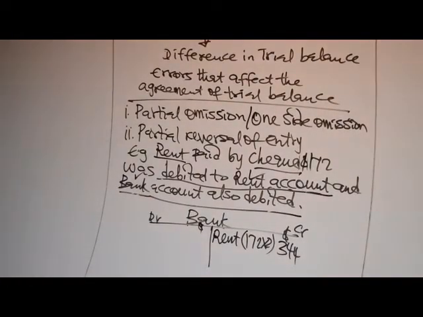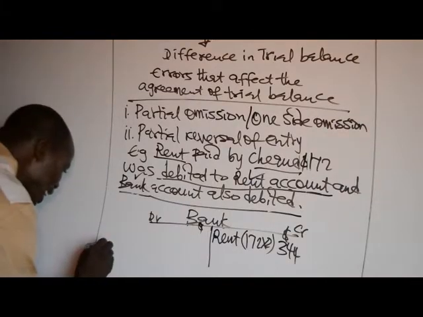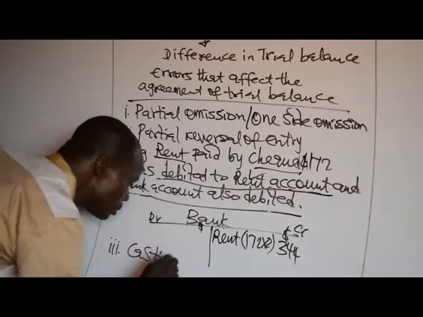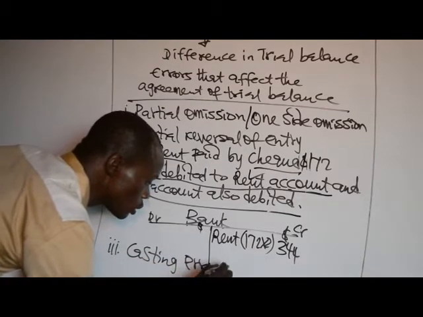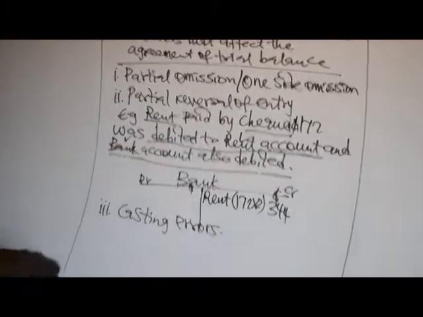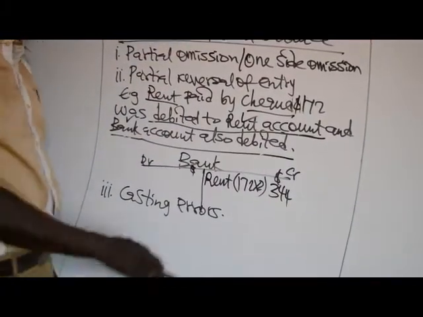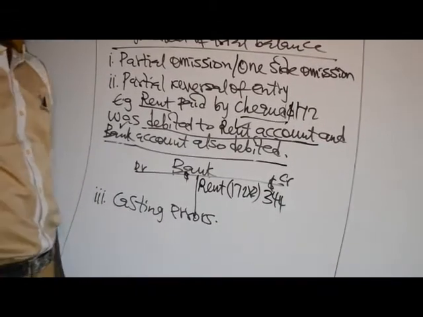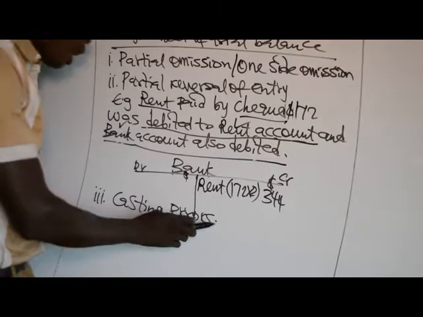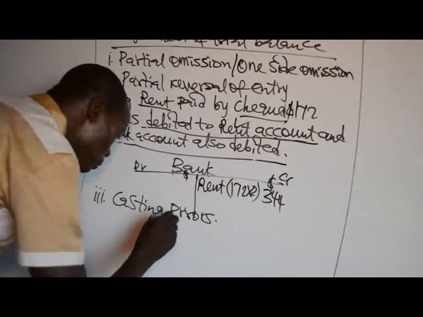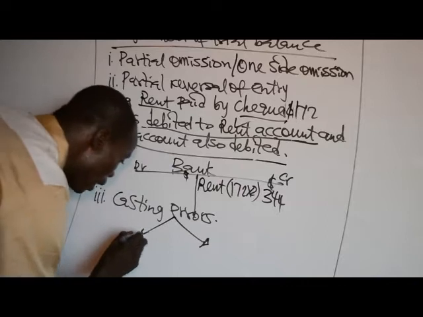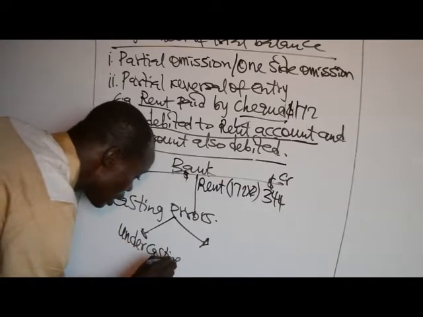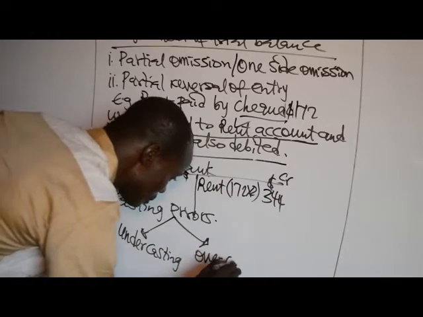Number 3, casting errors. Casting is an accounting term which means to add up a column. And this error might take 2 forms: undercasting and overcasting.